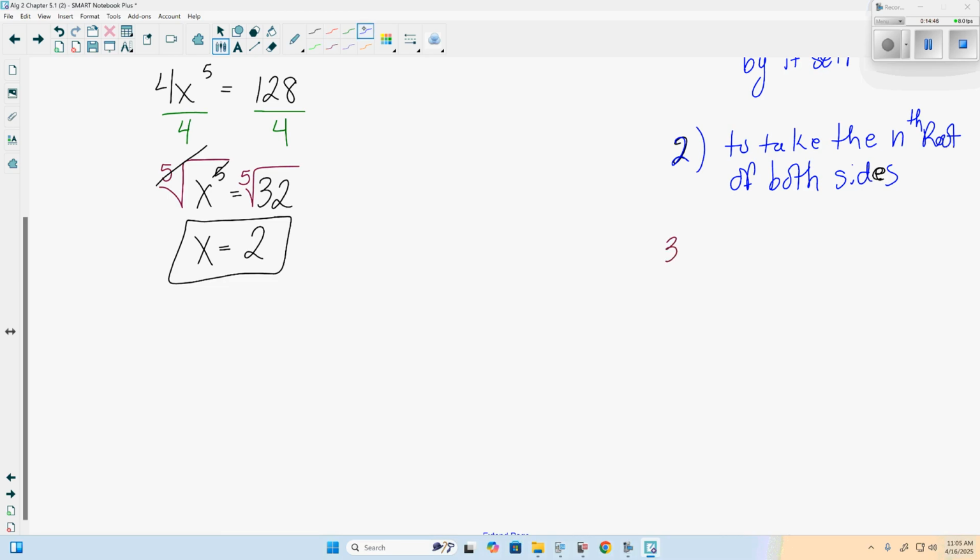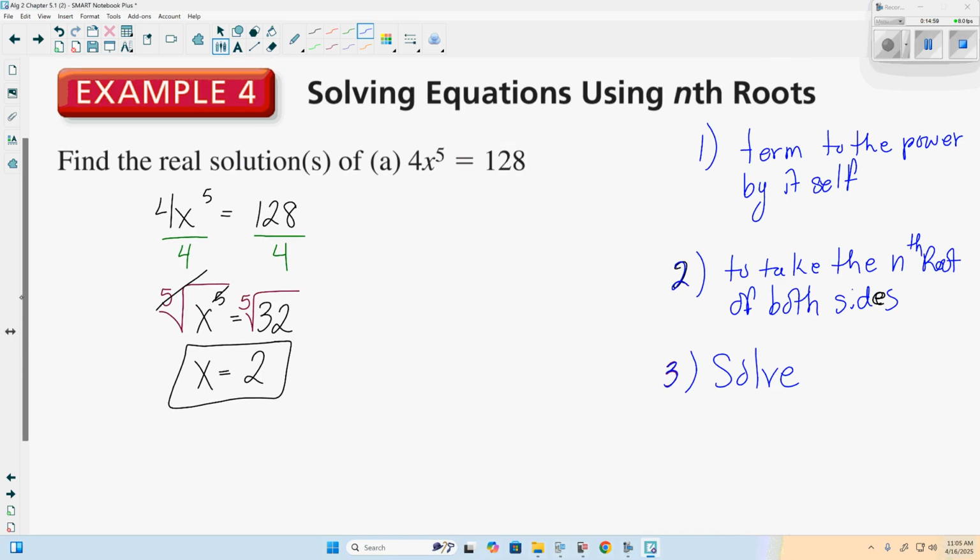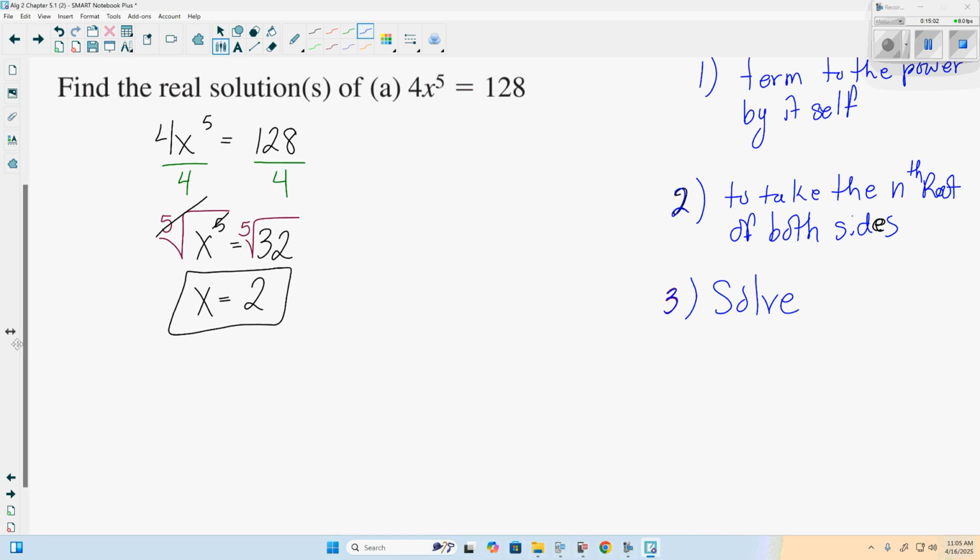Now our last step, we'll go on and write this here, is to solve. If x is not by itself, we need to get it by itself. We need to solve. X is already by itself, so x is 2. Now there are 4 other solutions, but here it's just asking us to find the real solutions.